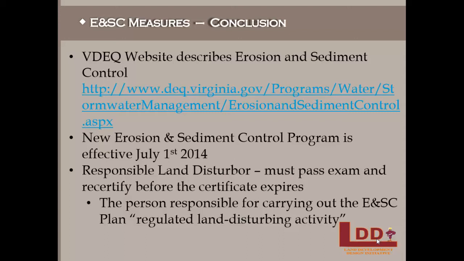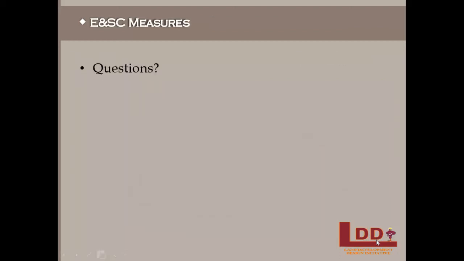One last note to mention is the responsible land disturber. In order to be this title, you must pass the exam and later recertify before your certificate expires. This allows you to be the person responsible for carrying out the erosion and sediment control plan throughout the process. Essentially, you are regulating all land disturbing activity.